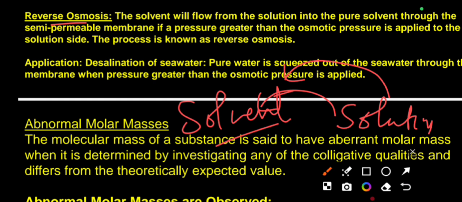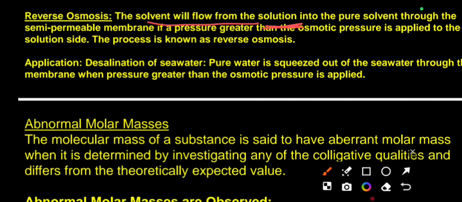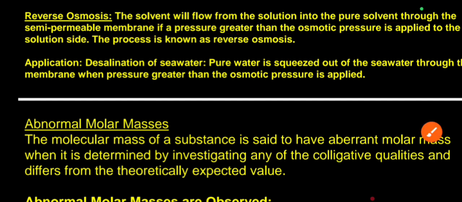Okay, so it means we can say now, in osmosis there is no need of pressure. In osmotic pressure we need some excess pressure, but in reverse osmosis we need even more than osmotic pressure. So what is reverse osmosis? The solvent will flow from the solution, forcefully we have to allow it, into the pure solvent through a semi-permeable membrane. If pressure greater than osmotic pressure is applied, if you apply more than osmotic pressure, then only it will move from solution to solvent. Is it clear? This is called reverse osmosis.